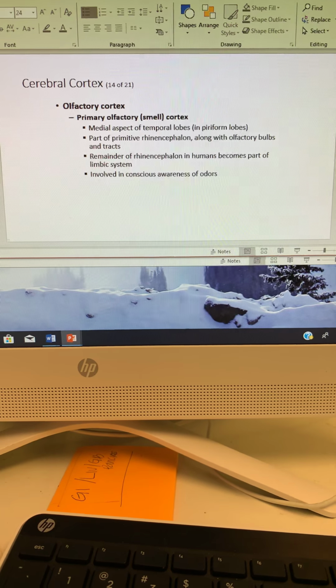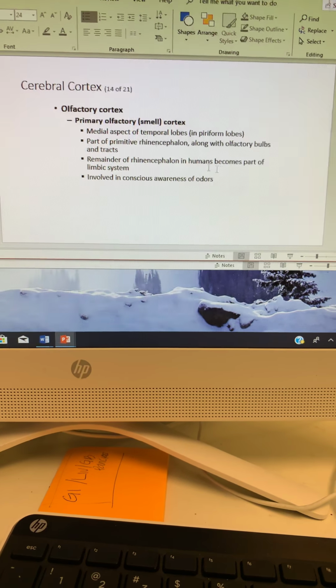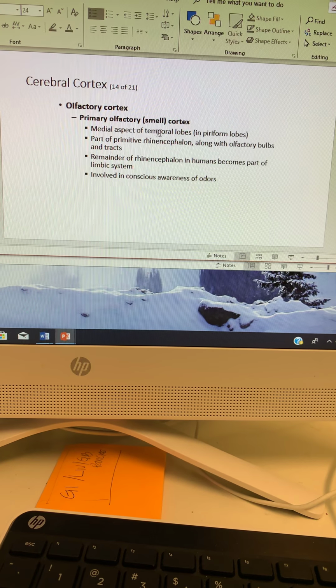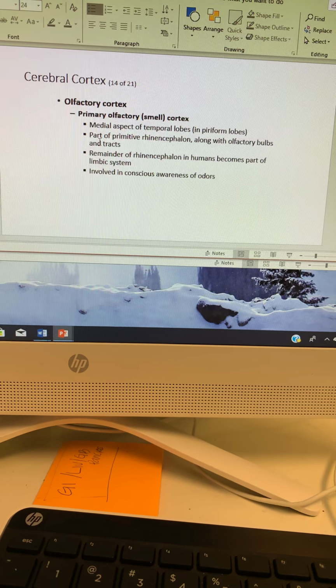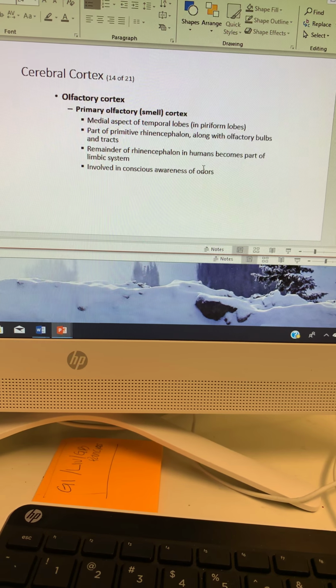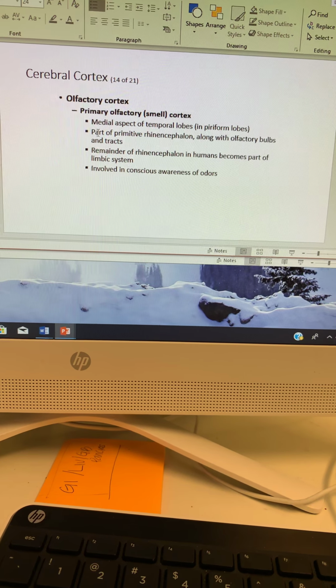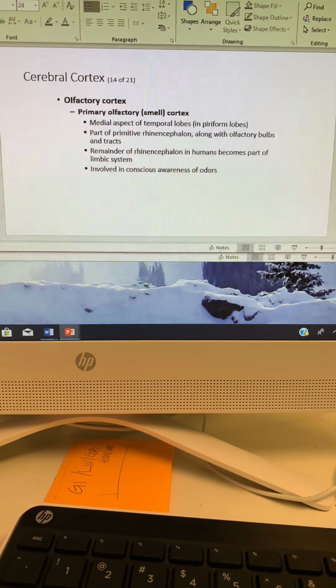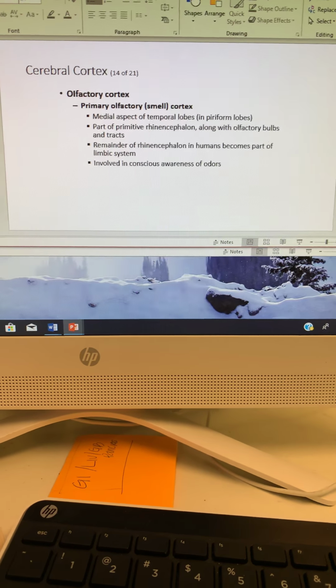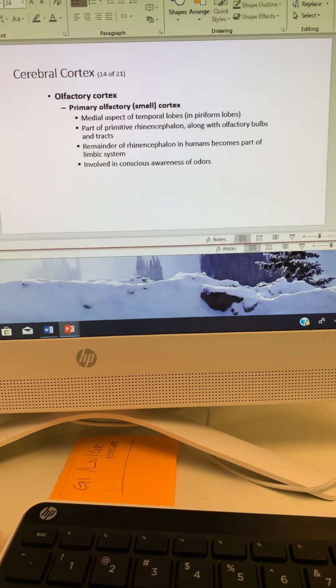Moving on. Olfactory cortex. This is the smelling cortex. It's in the medial aspect of the temporal lobes. It is involved in the conscious awareness of odors. It's part of the primitive rhinencephalon along with the olfactory bulbs and tracts. The remainder of the rhinencephalon in humans becomes a part of the limbic system.